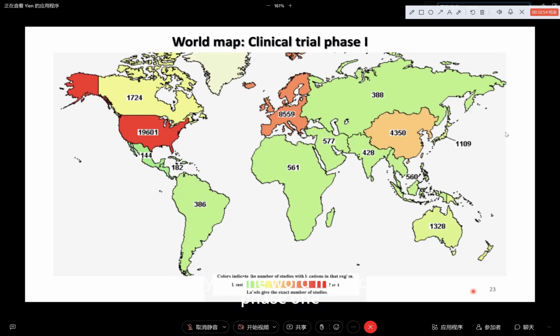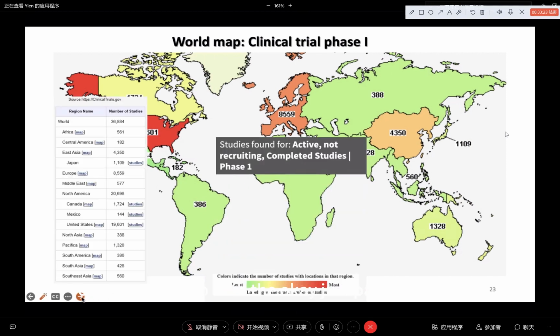On the world map, clinical trials in phase 1 are conducted worldwide. Most of the clinical trials in phase 1 are conducted in the USA, about 20,000. My point here is that all the cases in phase 1 are either completed or in active state.